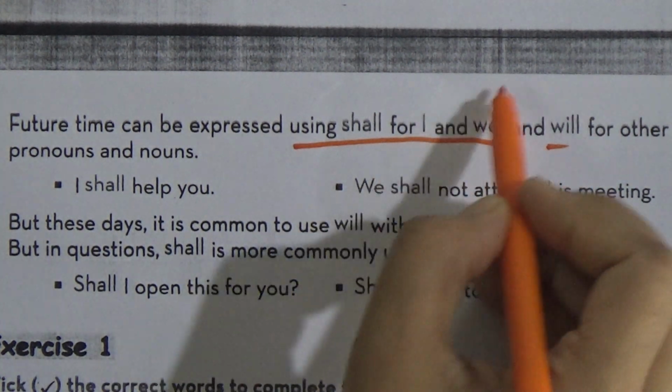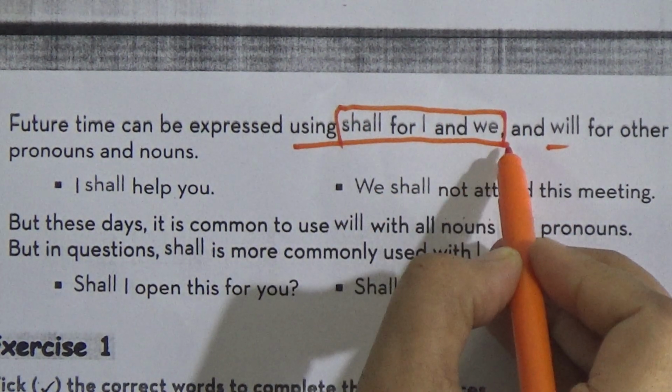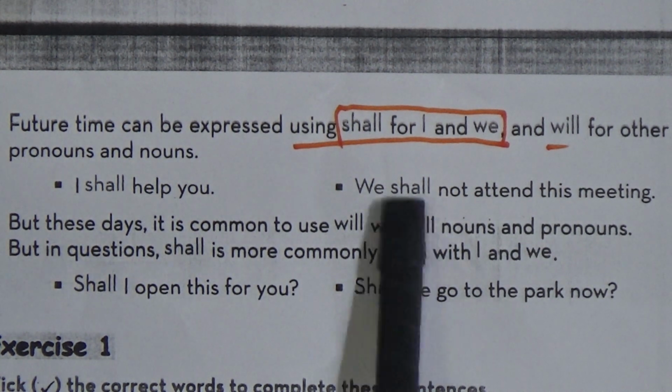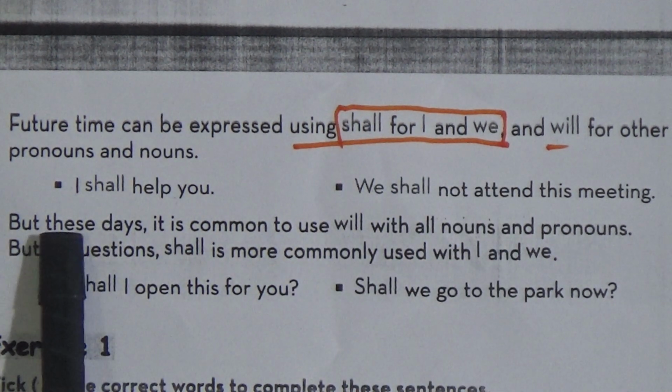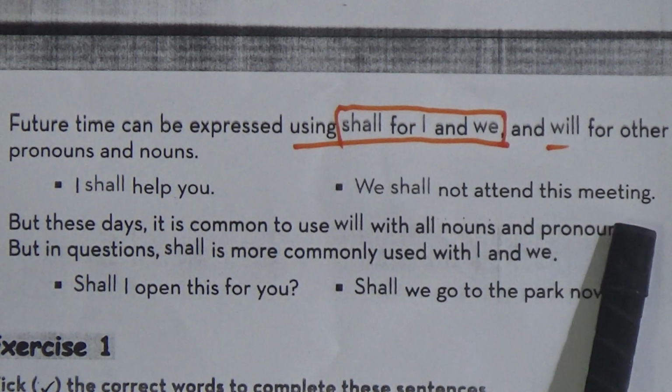So if we remember that we have to use shall for I and we, in that case we can make all other sentences. Just note it, for I and we we use shall. Like, I shall help you. We shall not attend this meeting.